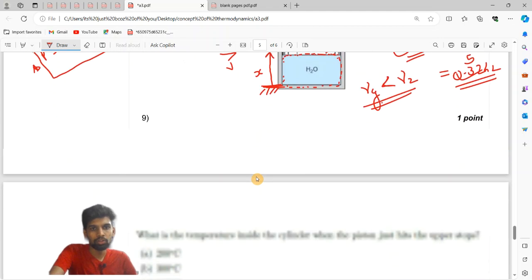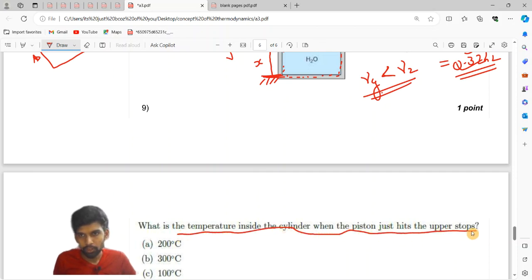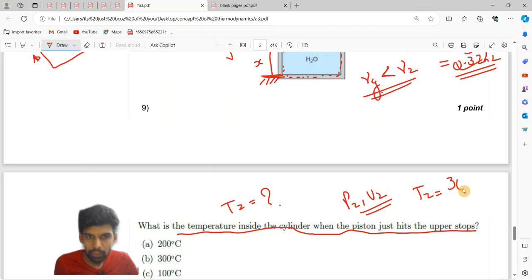As this state lies in the superheated region, we have V2 with us, and the question is, what is the temperature inside the cylinder when the piston just hits the upper stop? So they asked us to calculate T2. Since P2 is known to us and V2 is known to us, from the superheated steam table we can calculate T2 as 300 degrees Celsius. So B is the correct answer.